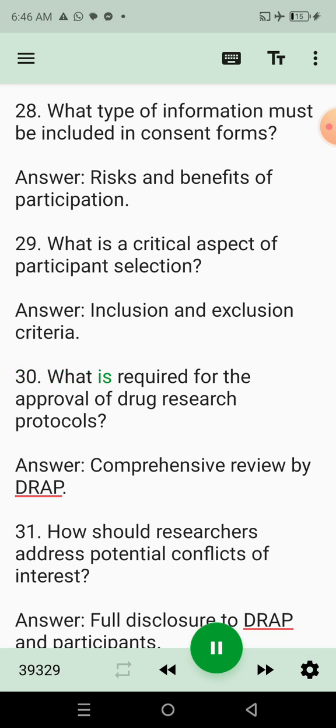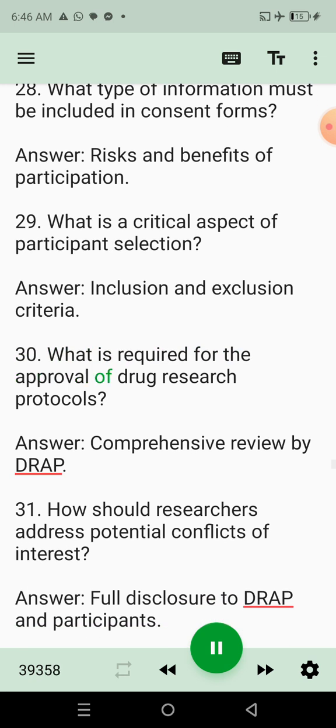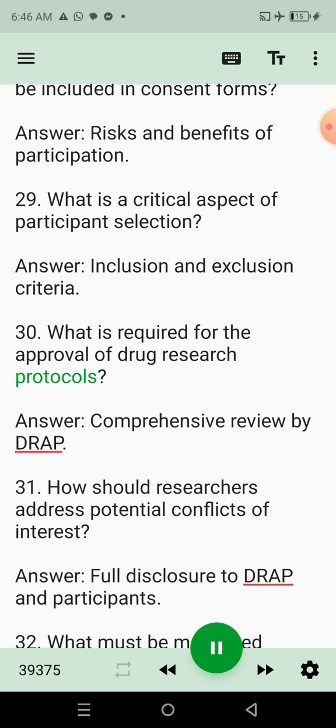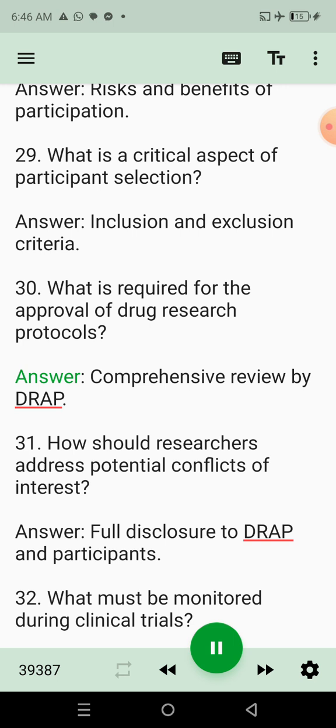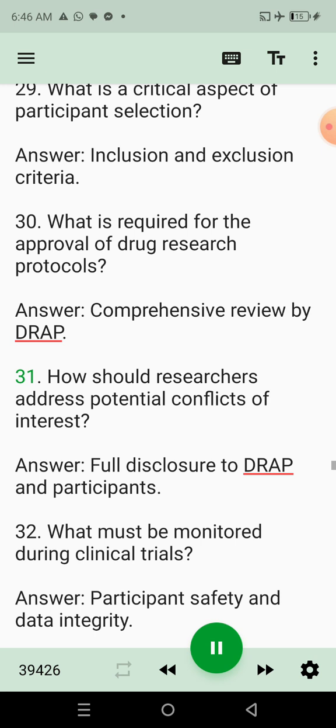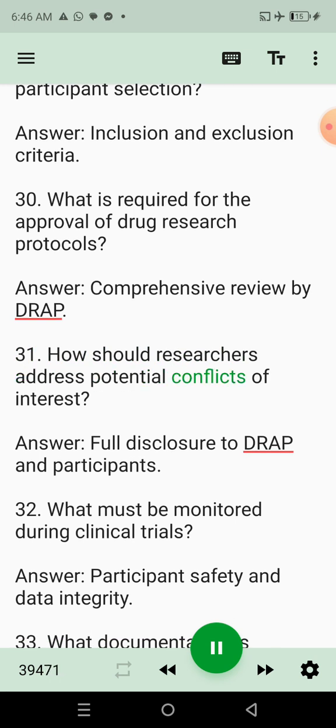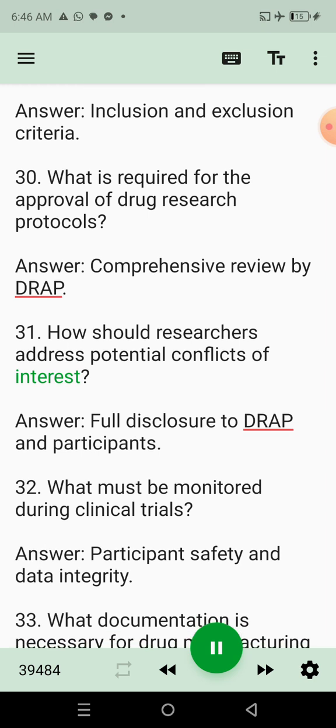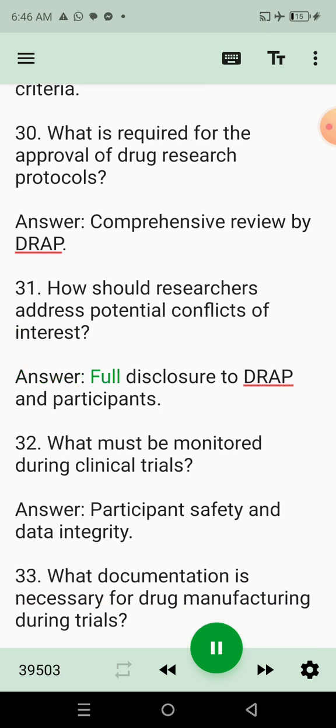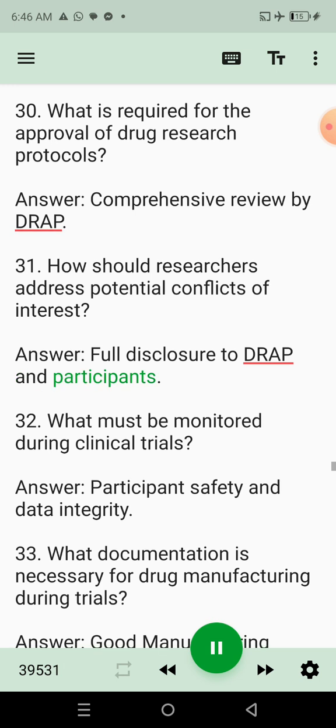30. What is required for the approval of drug research protocols? Answer: comprehensive review by DRAP. 31. How should researchers address potential conflicts of interest? Answer: full disclosure to DRAP and participants.